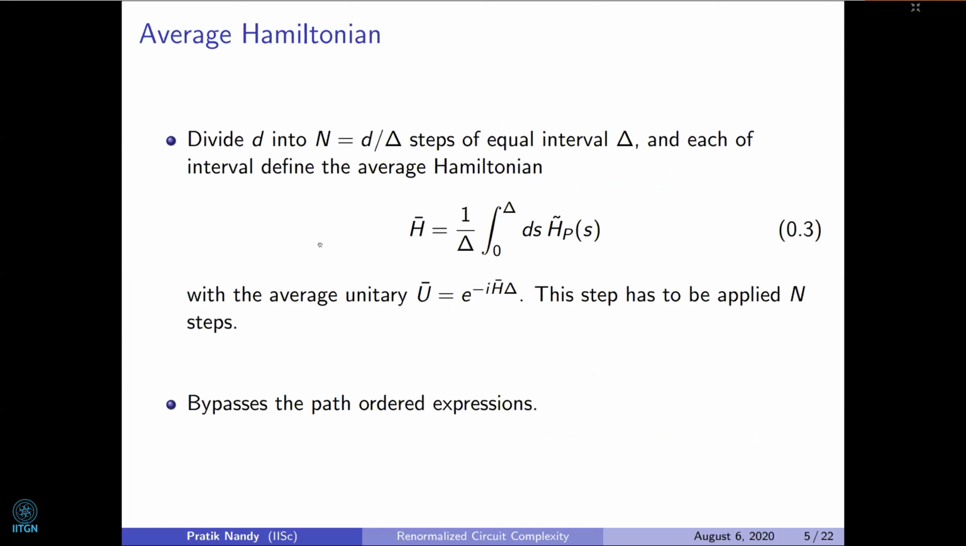The next step is this. We have a geodesic distance d, and we want to divide this geodesic distance into n steps with equal interval delta, and for each interval we define an average Hamiltonian by this formula, and the average unitary by this. This formula is applied n times because we have divided it into n steps. This is advantageous because in the projected Hamiltonian you have something dependent on s, but in the average Hamiltonian it is just a constant Hamiltonian. It's averaged. So this bypasses the path-ordered expressions.